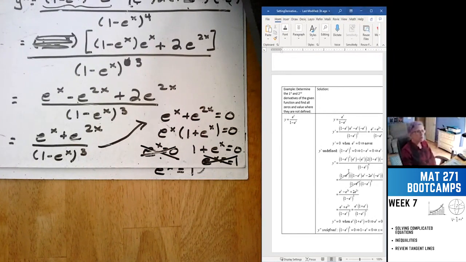So how are we feeling about setting those derivatives equal to 0? Think you're going to be able to do it next week when you have to?